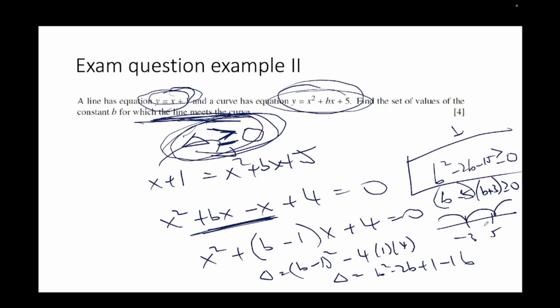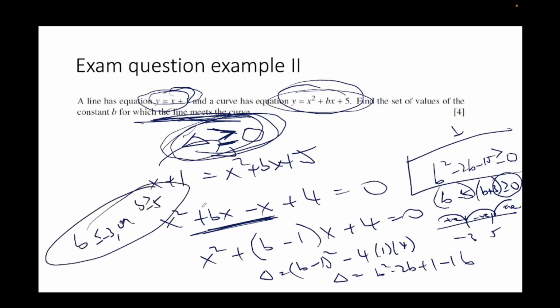Just like this, pick any number between negative 3 and 5, pick 0: 0 minus 5, 0 plus 3, negative. Oh, okay. This must be positive. What are we looking for? Positive. So, b must be less than or equal to negative 3, or b must be greater than or equal to 5. That's the answer.